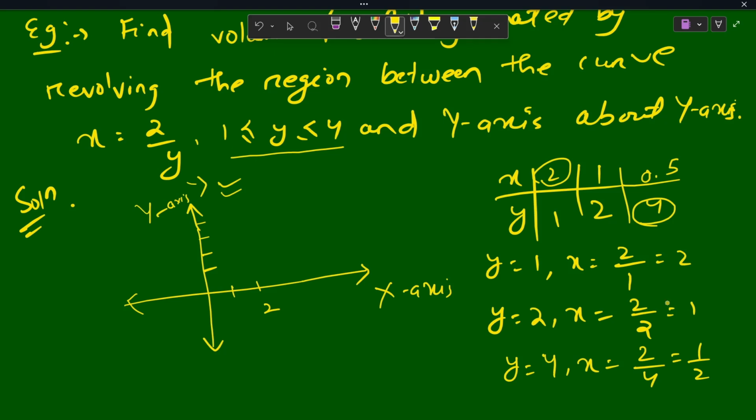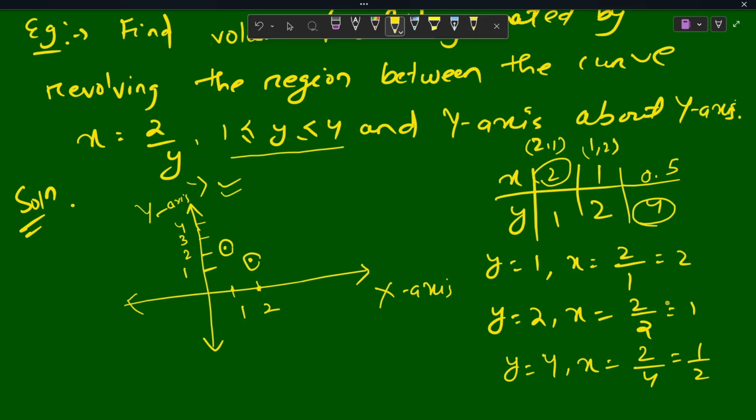When x is 2, y is 1, so from the origin we will start, go 2 points here, then on the y-axis it is 1, so this point is here. Then the next point is 1 comma 2, which is x-axis 1 and y-axis 2. So from the origin we go one distance to the right, then on the y-axis it is 2.